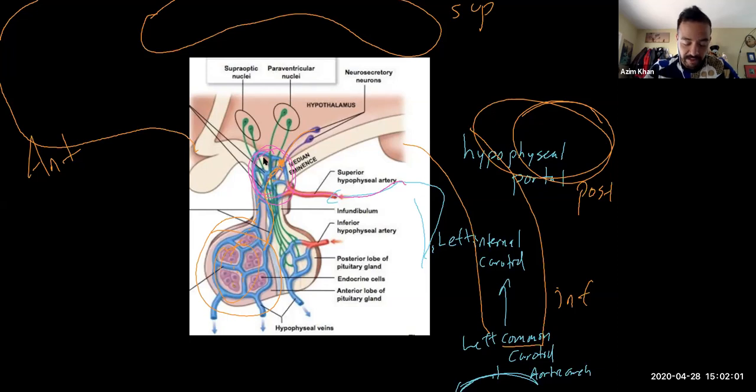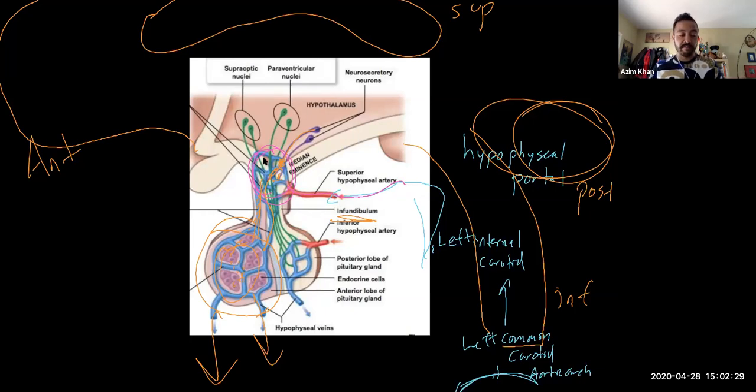Capillaries in the hypothalamus. We pass through the infundibulum to the anterior pituitary, where we have more capillaries so that those hormones can exchange. And then these endocrine cells, eosinophils, basophils, can secrete their hormones into the bloodstream, and then it goes to the rest of the body. That is the hypophyseal portal system.